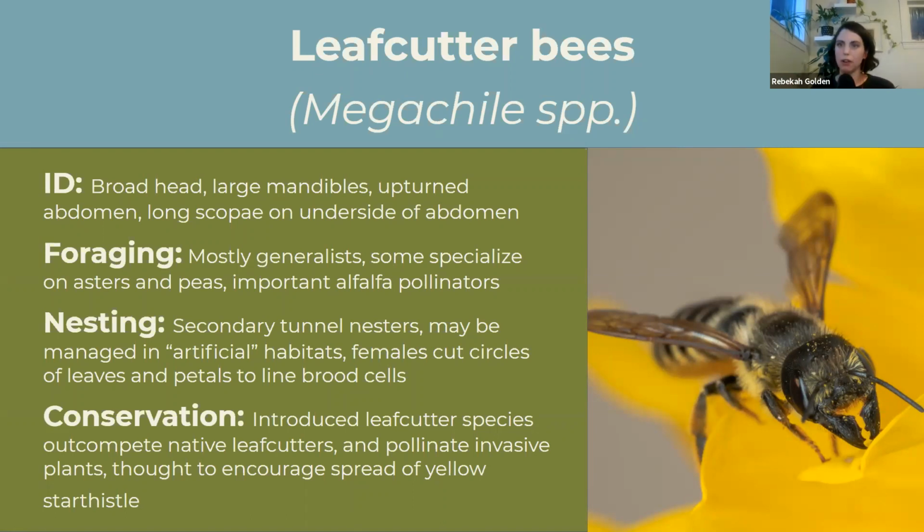But we can create artificial habitats for these leaf cutting bees as well, or have these kind of bee boxes or bee houses that will provide nesting habitat for them. Similar to mason bees, they have that kind of hallmark large mandible, but rather than scooping mud for their nesting material, they are cutting little semicircles out of soft leaves.